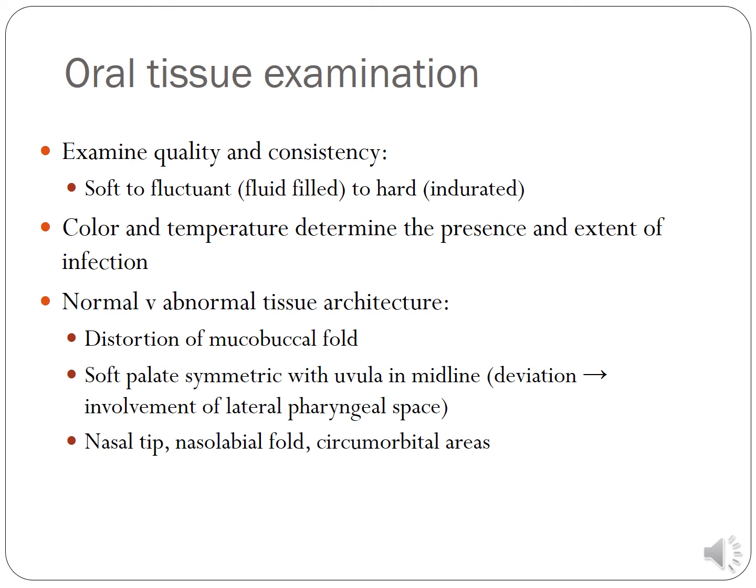And then normal versus abnormal tissue architecture. You should be able to identify whether the mucobuccal fold is obliterated or not, whether the soft palate is symmetric or not, whether the nasolabial fold is obliterated or not, and whether in the circumorbital area there is a swelling or not. All these things you should be able to differentiate between, how it appears normal and how it appears swollen.